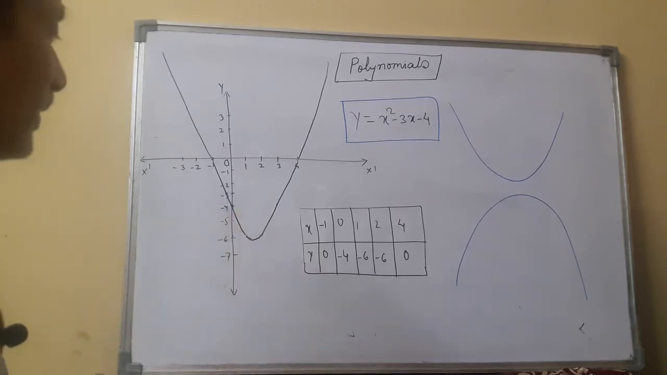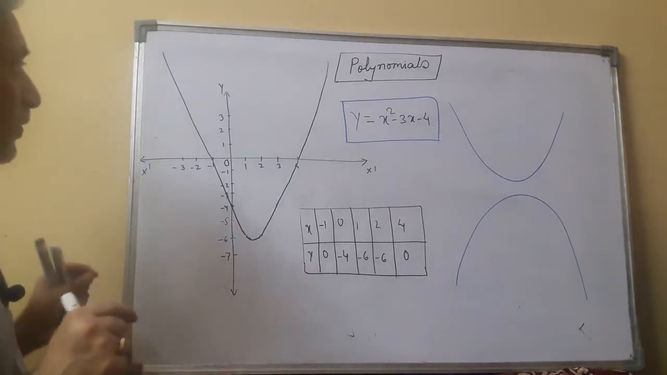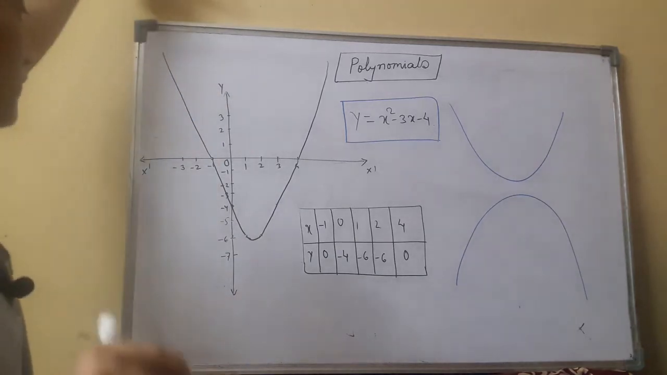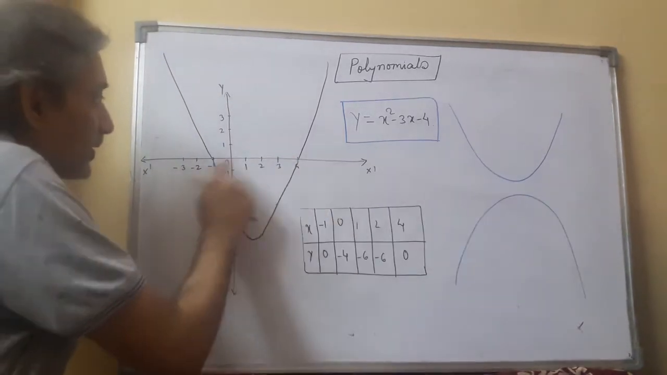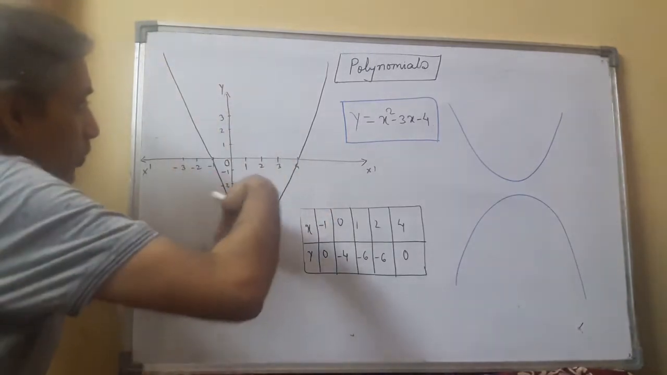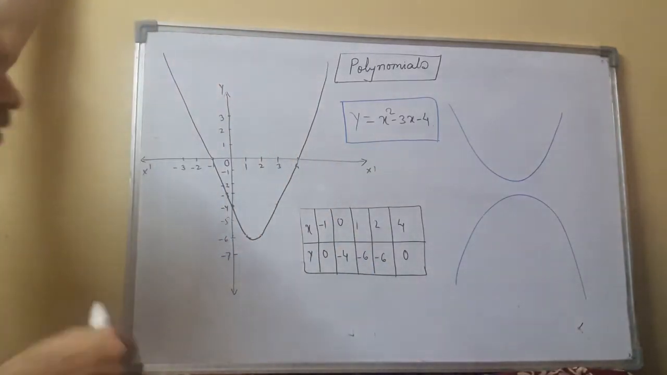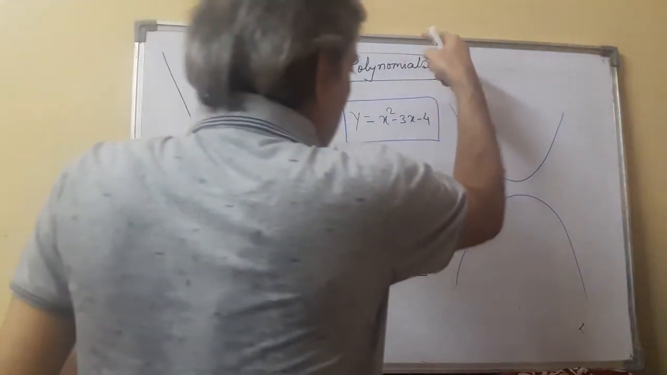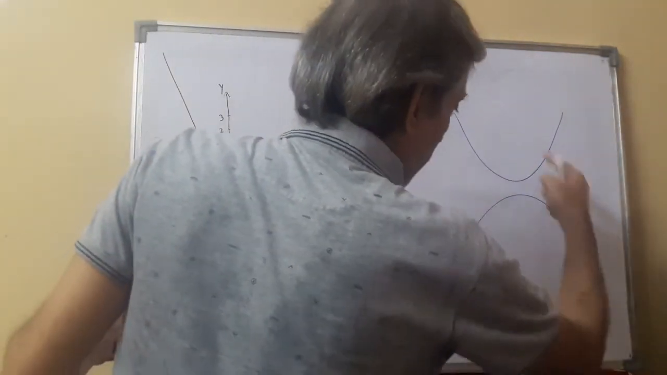What I told you earlier: since the degree of a quadratic polynomial is 2, at most it can have 2 zeros, meaning 2 cuttings. It will cross the x-axis at most 2 times. Maybe, maybe not, at most 2. Either it will look like this or it will look like this.